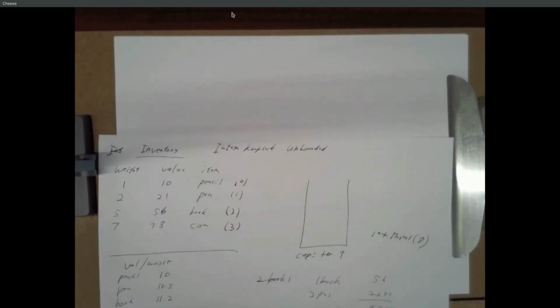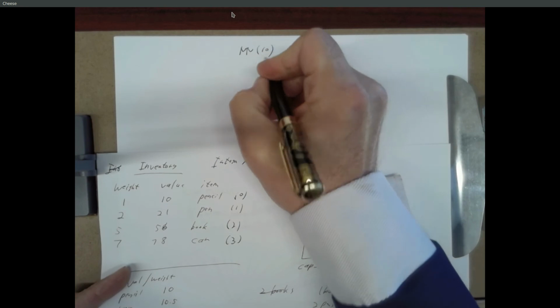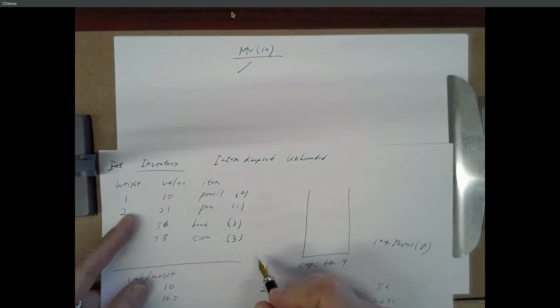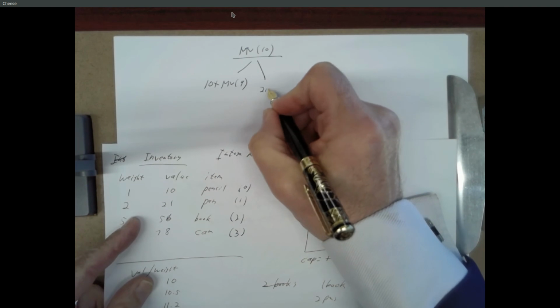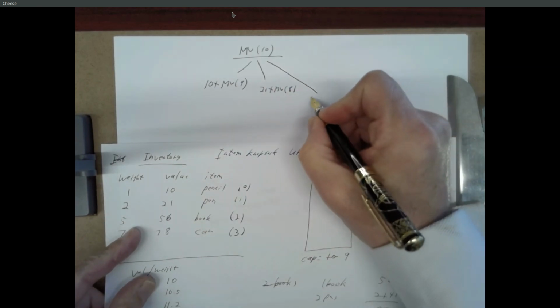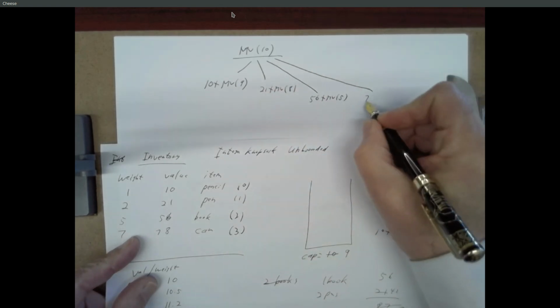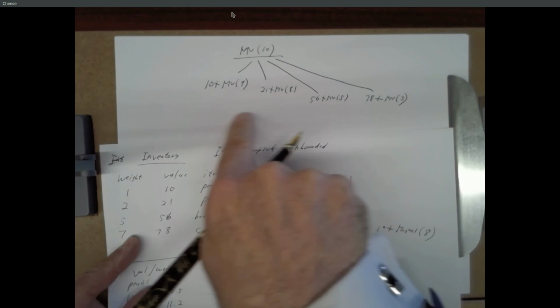And if we draw this out as a tree, let's go back to our original inventory. So let's find max val of 10. Well, if we start with a pencil, then our maximum value is going to be 10 plus max val of 9. If we start with a pen, our max val is going to be 21 plus max val of 8. If we start with a book, our maximum value is going to be 56 plus max val of 5. And if we start with a car, our maximum value is 78 plus max val of 3. Does that make sense to everybody?